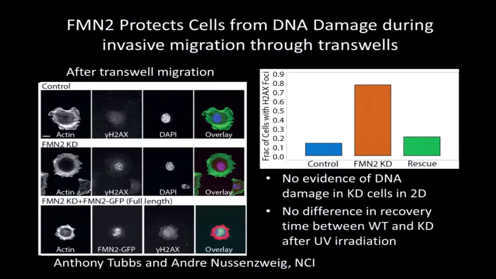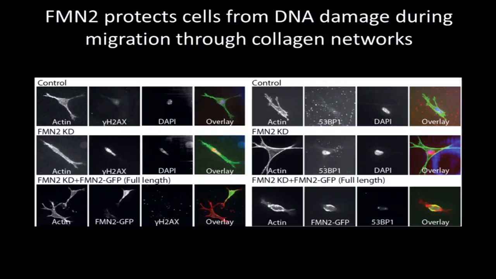And if you irradiate them, they're on a 2D tissue culture plate and you irradiate them with gamma irradiation, induce all this DNA damage, and then look at the time course of repair, there's no difference in the time course of repair between the knockdowns and the wild type. So this is specific to when the cells are challenged with invasive migration. Okay, it happens in collagen gels too, so it's not just going through a transwell.